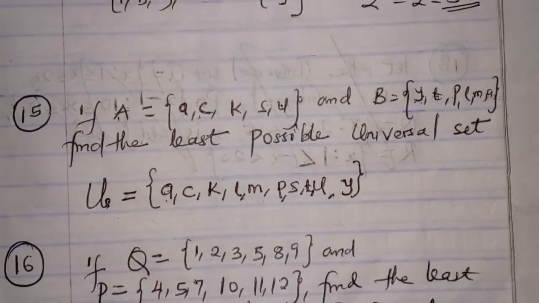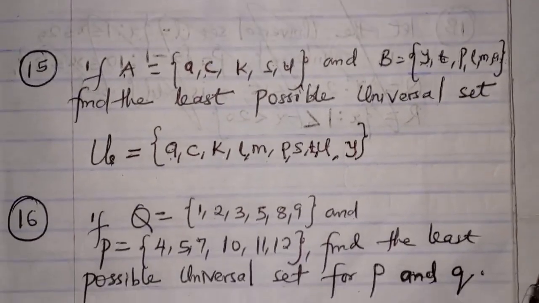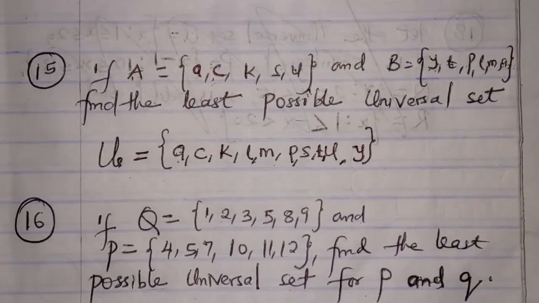In question 16, we are given a set Q: 1, 2, 3, 5, 8, and 9, and set P: 4, 5, 7, 10, 11, and 12. We have to find the least possible universal set for P and Q.